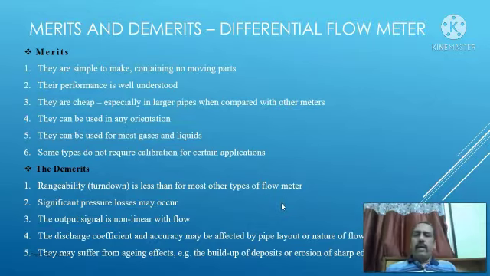Demerits. Rangeability is less than for most other types of flow meter. Significant pressure losses may occur. Output signal is non-linear with flow. Discharge coefficient accuracy may be affected by pipe layout, and they may suffer from aging effects. So these are the merits and demerits of differential flow meters.